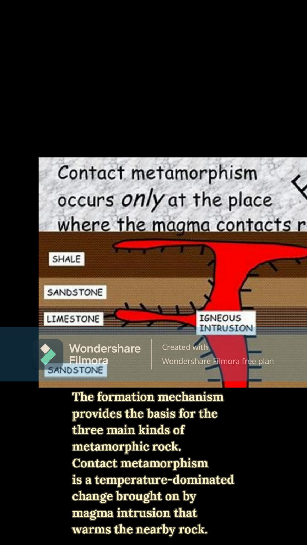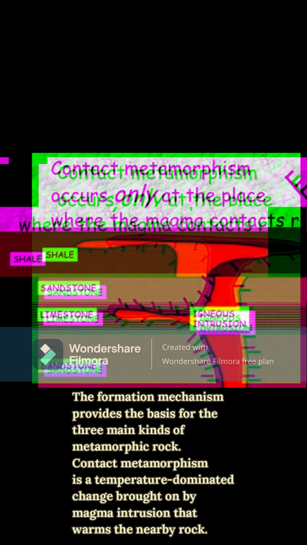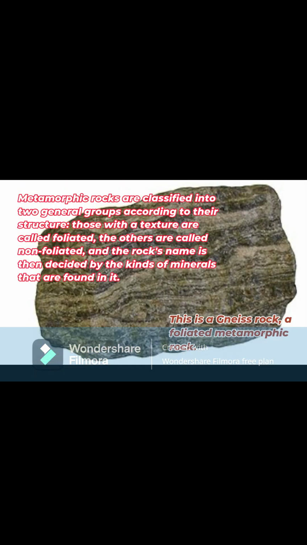Contact metamorphism is a temperature-dominated change brought on by magma intrusion that warms the nearby rock. Contact metamorphism only occurs at one place where the magma contacts rock. Metamorphic rocks are classified into two general groups according to their structure. Those with a texture are called foliated, the others are called non-foliated, and the rock's name is then decided by the kinds of minerals that are found in it.